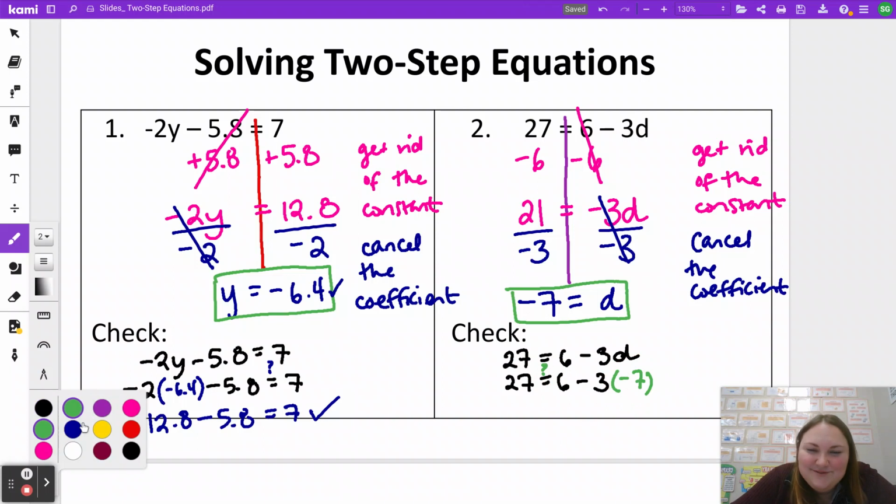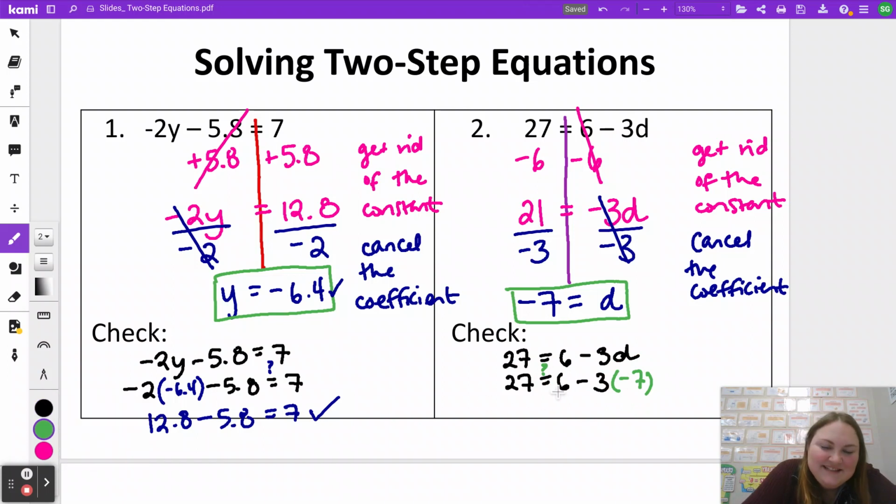When I go to do the math, we've got 6 minus 3 times negative 7. Using your awesome order of operations skills, where would we start? With the subtraction or the multiplication? Multiplication. Think PEMDAS. Multiplication comes first. So I'm going to do negative 3 times negative 7.